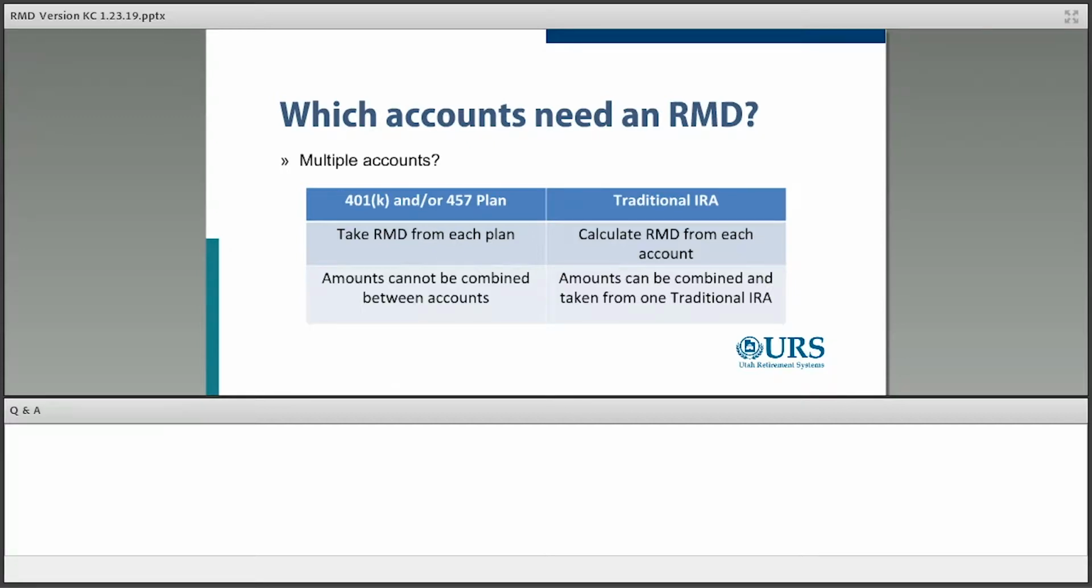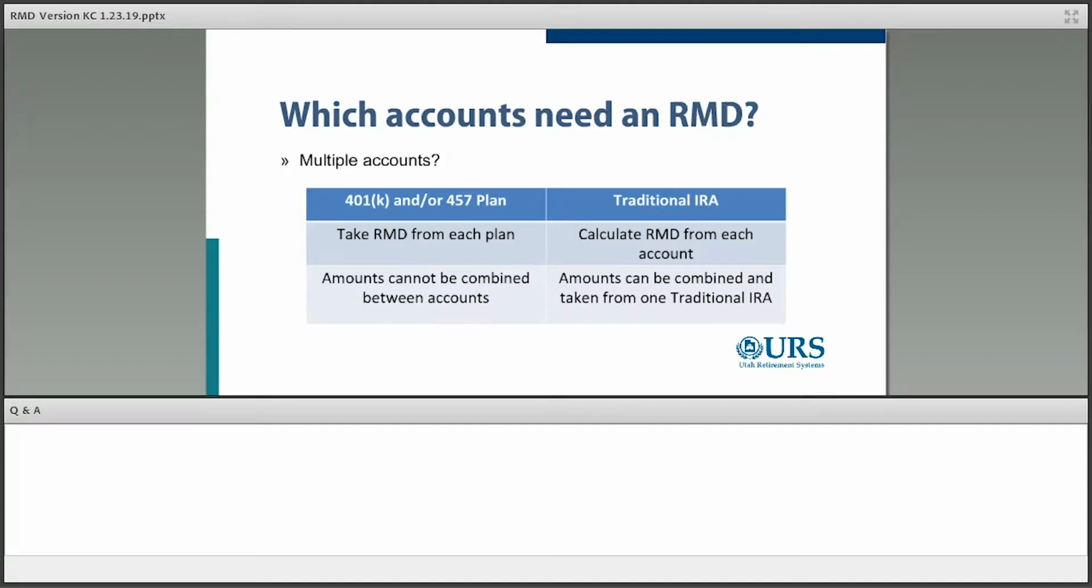For the 401k and 457 accounts, there needs to be a required minimum distribution taken from each of those accounts, and they must each be taken separately. You cannot add those two accounts together and take one minimum required distribution from one of those accounts. The IRS requires that you take a separate minimum distribution from each, the 401k and the 457.